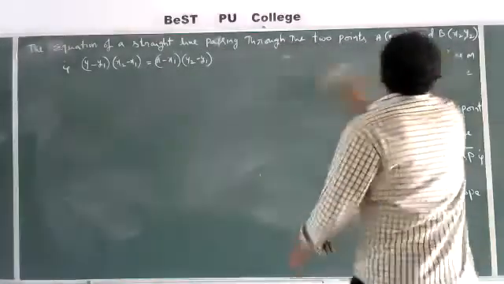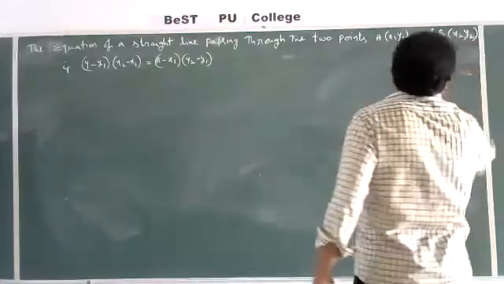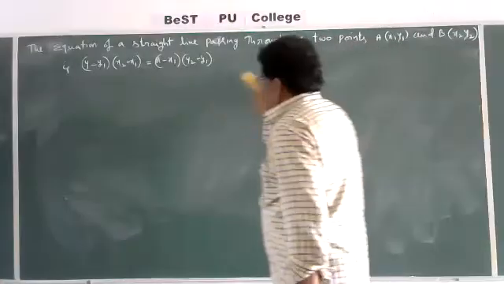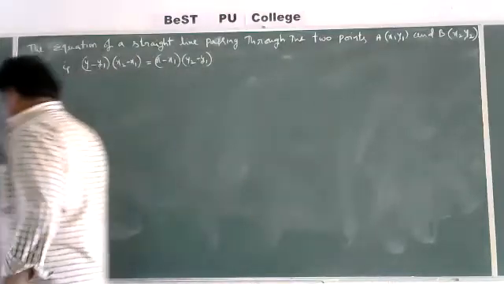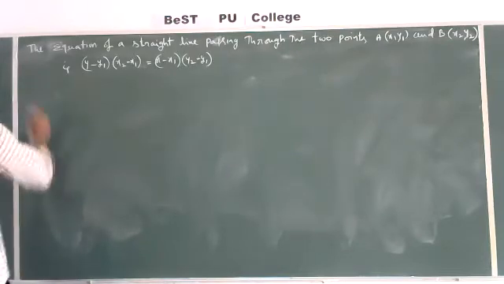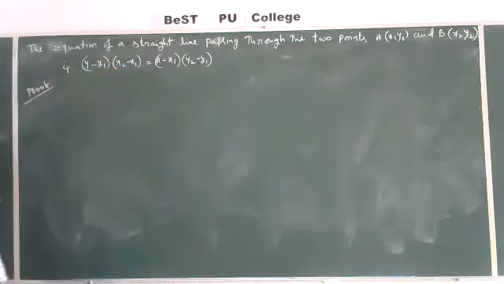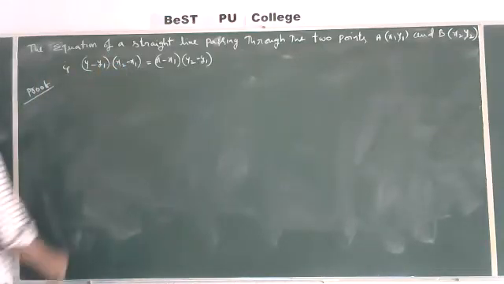This is called the two-point form. I think you already know this from previous classes, the two-point form and the slope and point form. Okay, let's write the proof. Write the same figure.